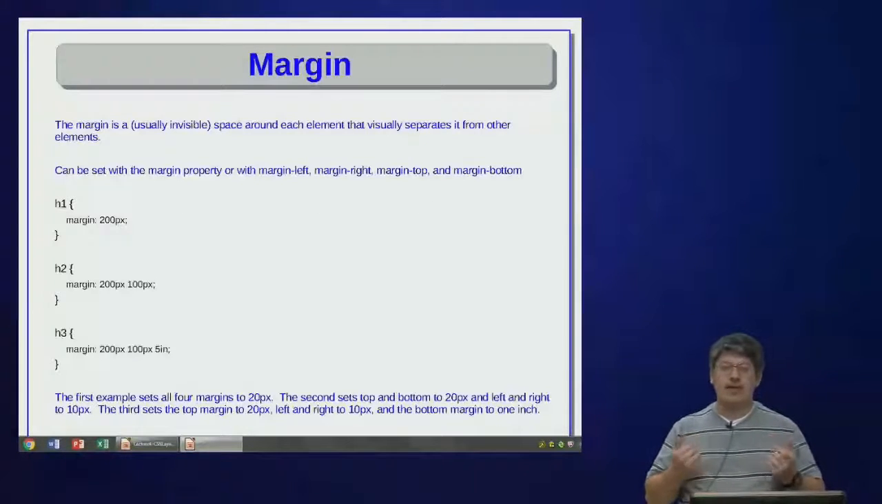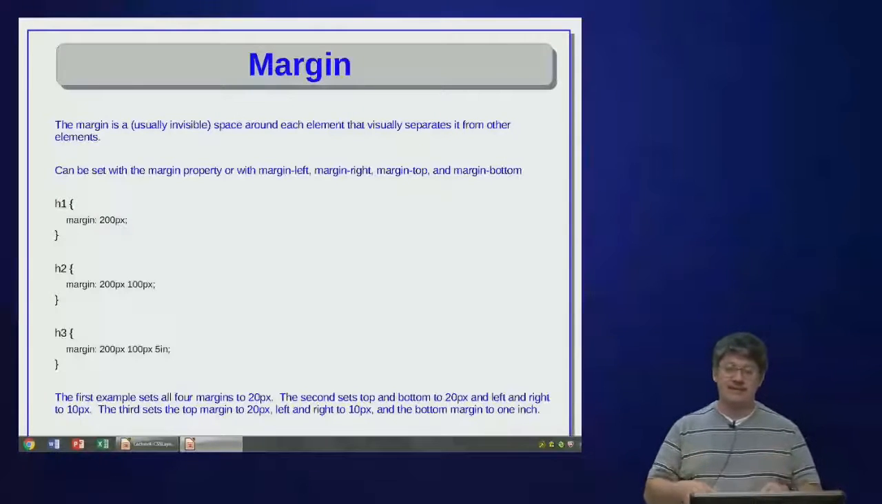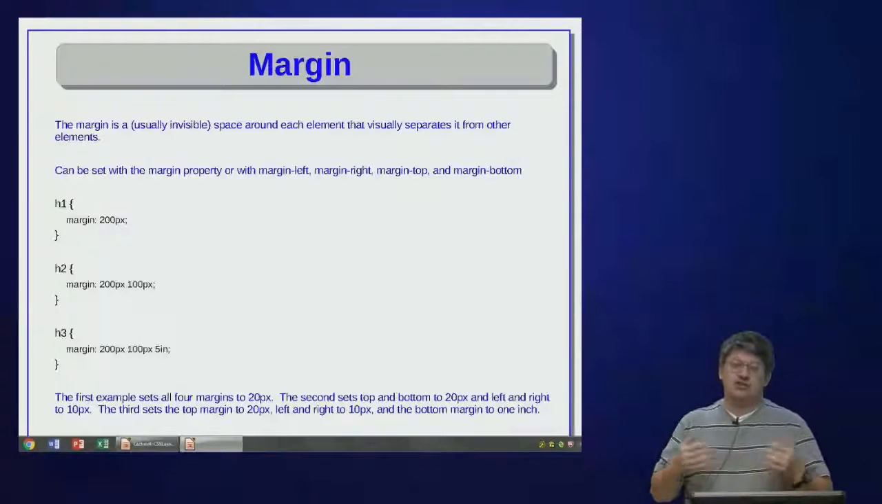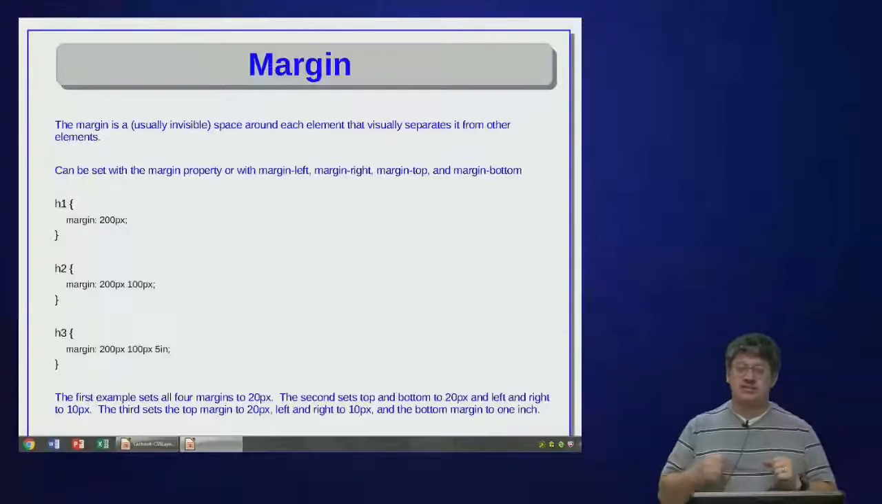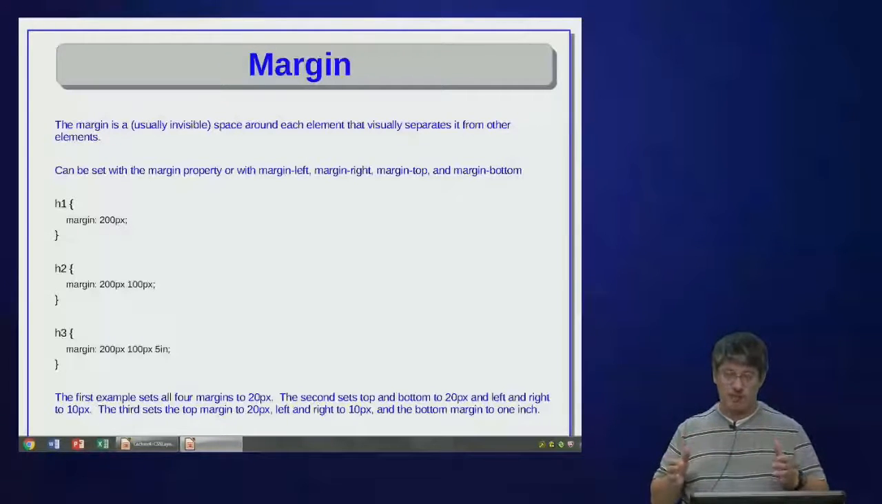So let's talk about what that means. So one of the CSS properties that you can manipulate is the margin. The margin is a usually invisible space around each element that visually separates it from nearby elements. So there's actually 2 ways to set a margin. You can set all 4 margins at once, the top, the bottom, the left, and the right. Or you could use the margin-left, margin-right, margin-top, and margin-bottom properties to set individual margins.